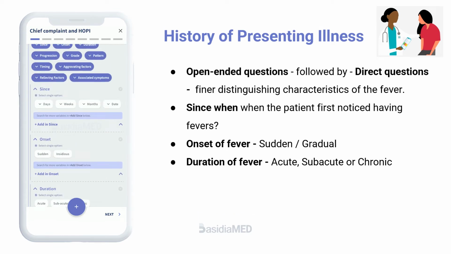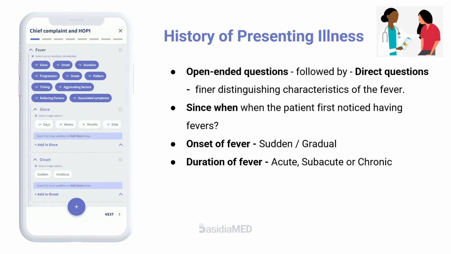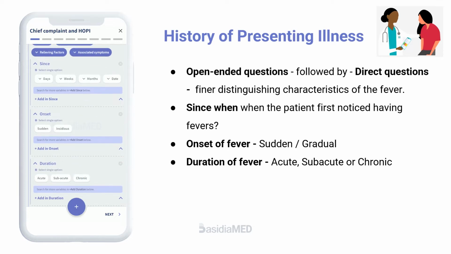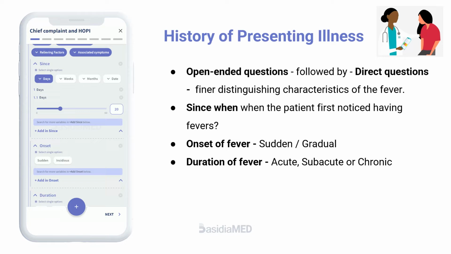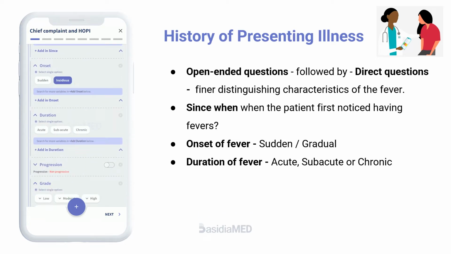History of presenting illness. Start with open-ended questions, then ask direct questions to elicit the finer distinguishing characteristics of the fever. Ask about since when the patient had fever. Example: fever since 2 days. Onset of fever may be sudden or gradual, the former more likely to represent a more virulent disease, while the latter suggests a more indolent one. Note whether the fever is of acute, subacute, or chronic duration.